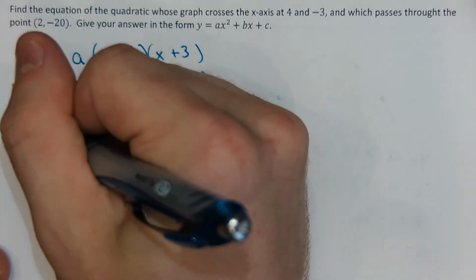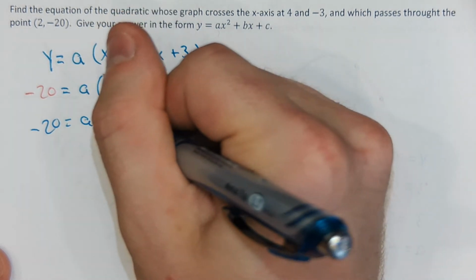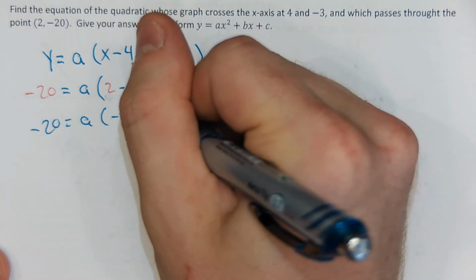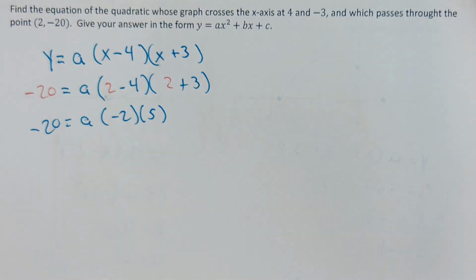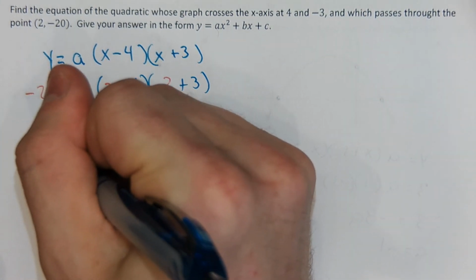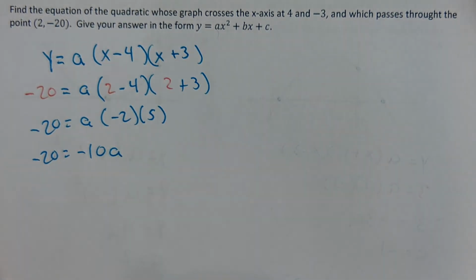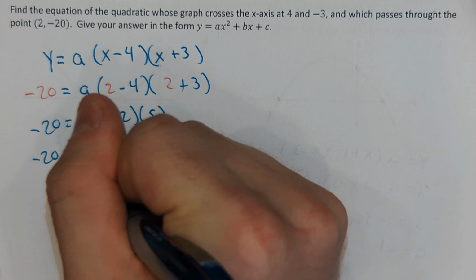So what does that give us? -20 equals A times -2 times 5. Or -20 equals -10A. Dividing both sides by -10 gives us A equals 2.